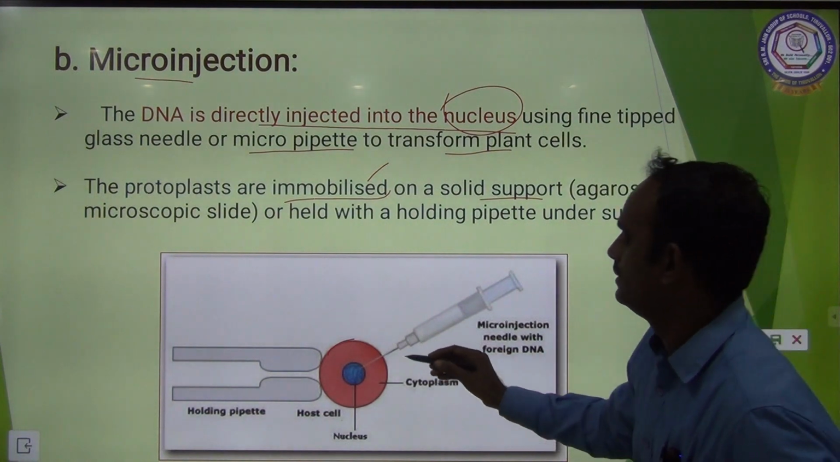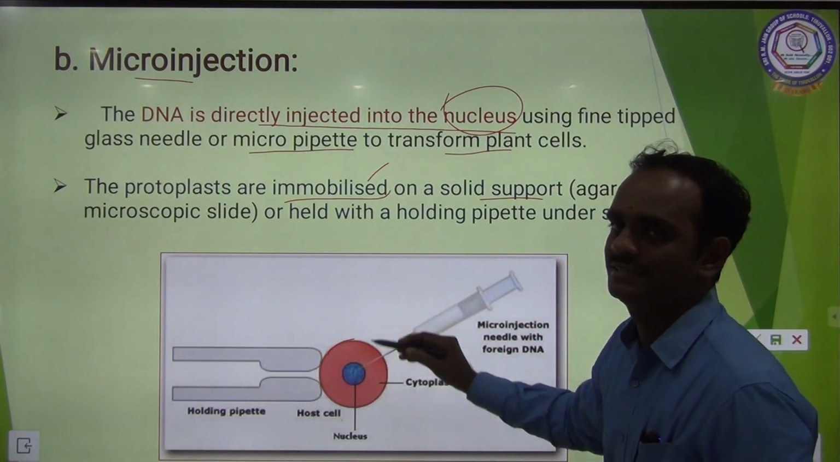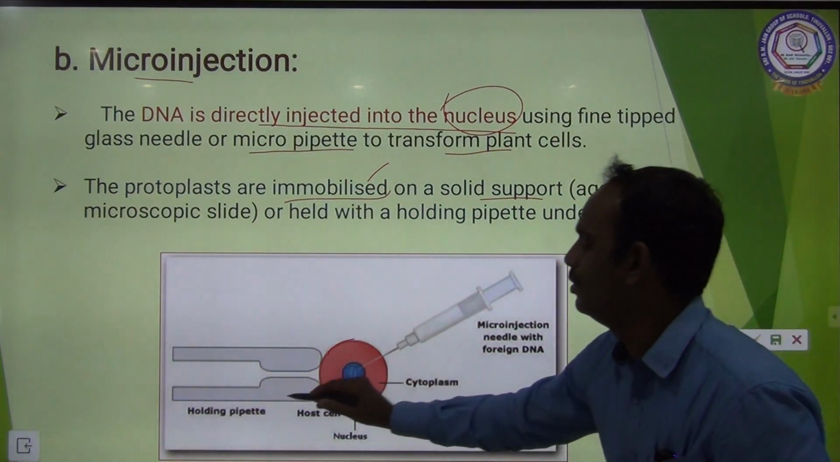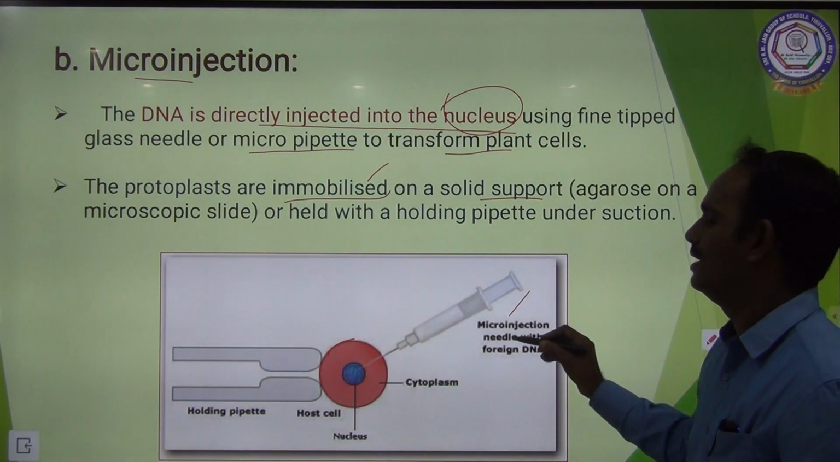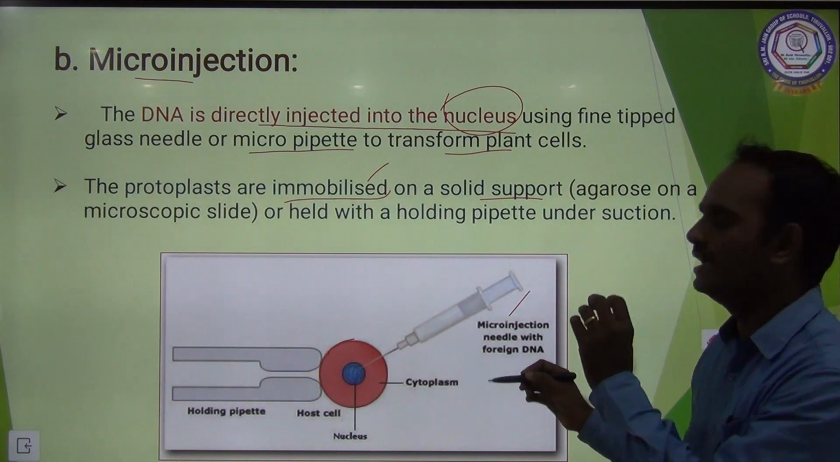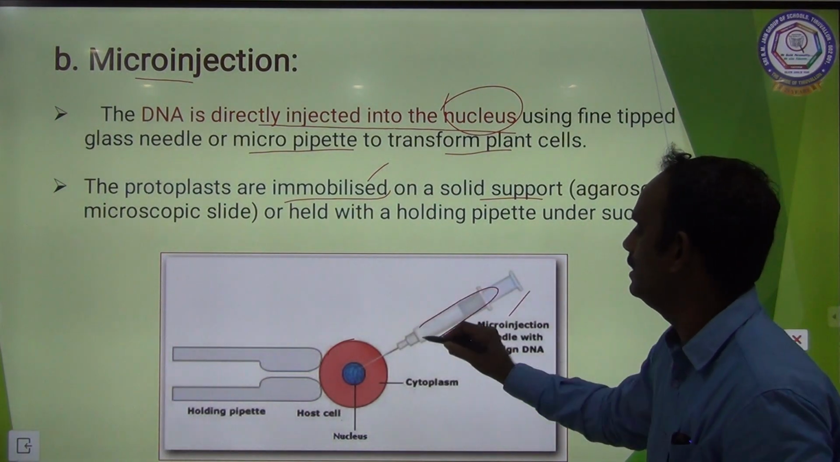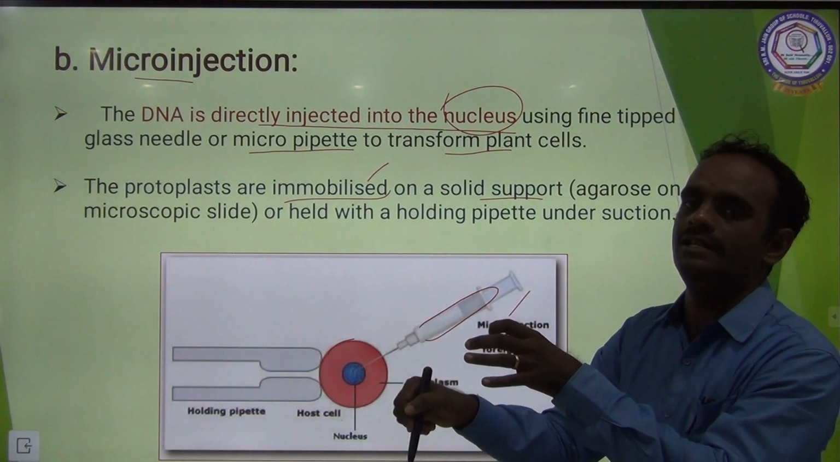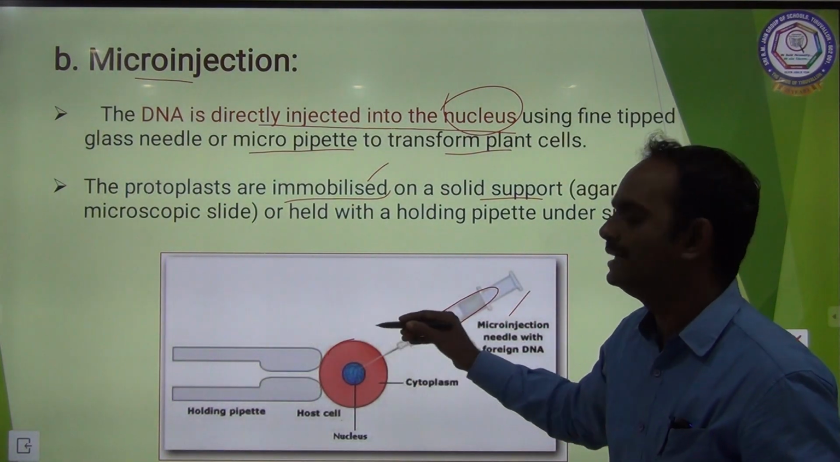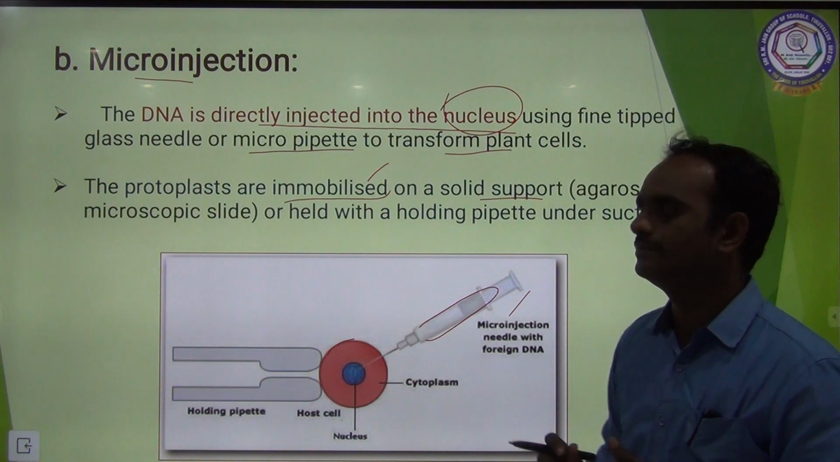See the picture here: the protoplast or the cell is held with a holding pipette, and with the help of a microinjection needle, which contains foreign DNA, we directly inject the foreign DNA into the plant protoplast. Clear, children?